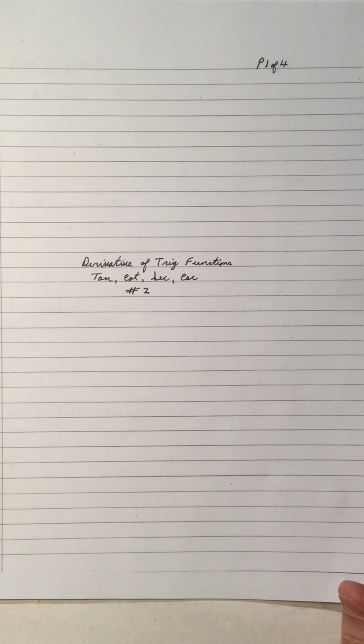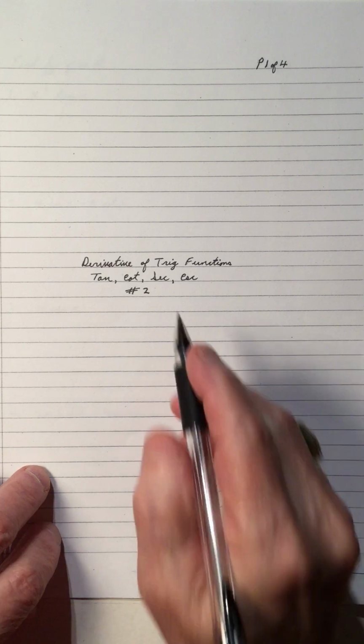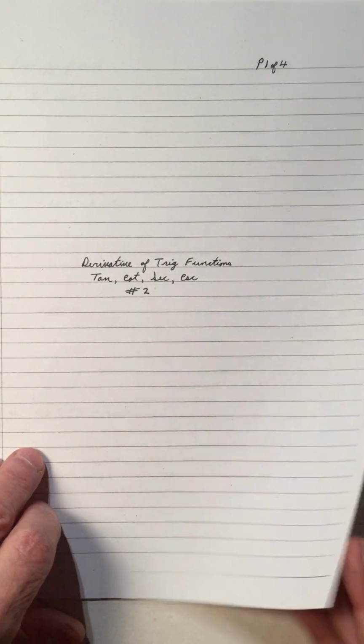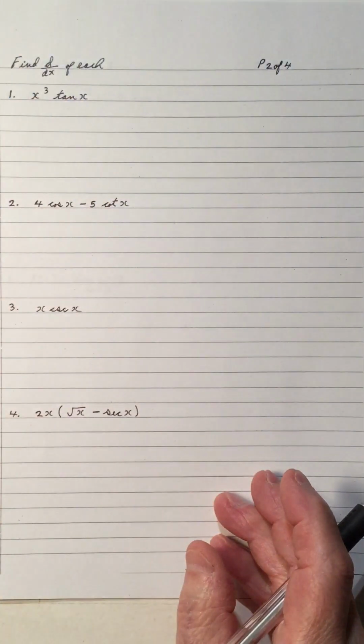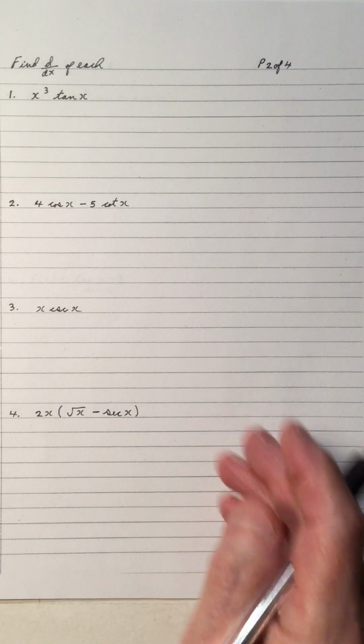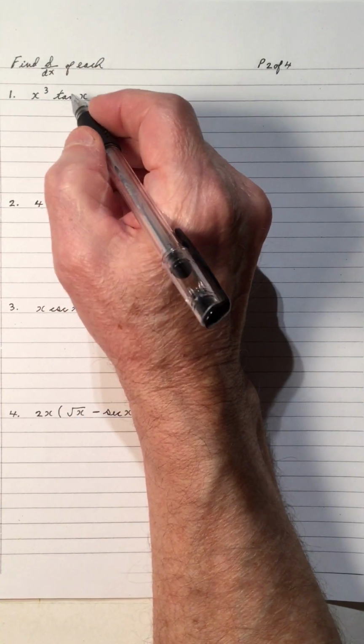Hi, welcome to my video on the derivative of trig functions: tan, cot, secant, and cosecant, and this is number 2. There's more problems to do. Find d/dx of each, that means find the derivative.